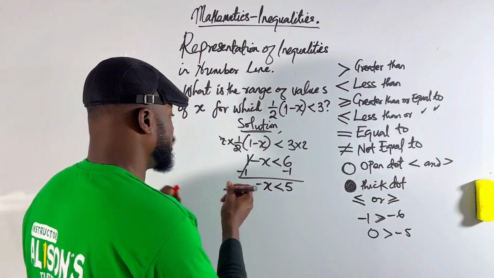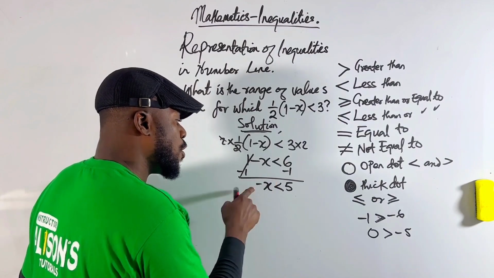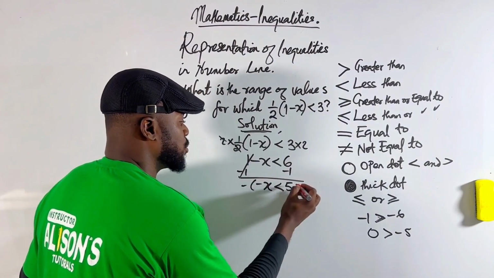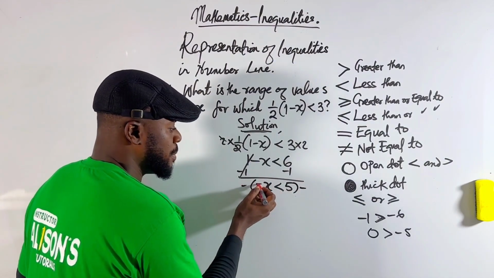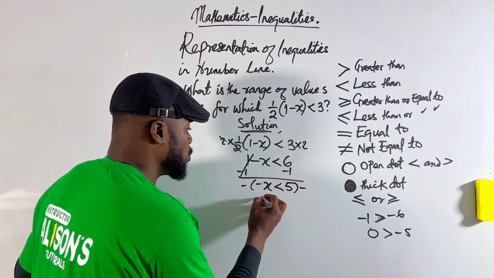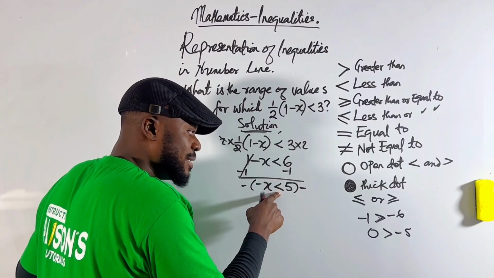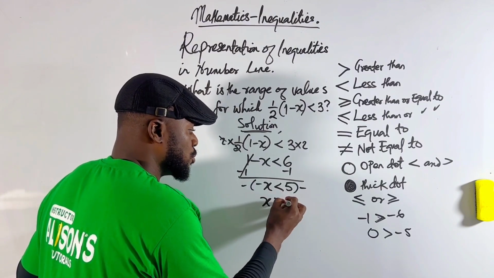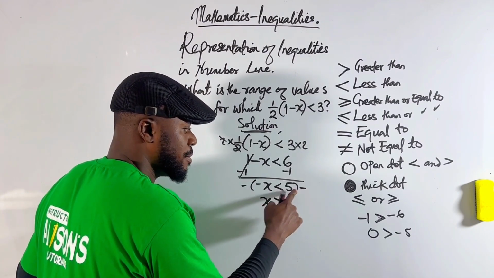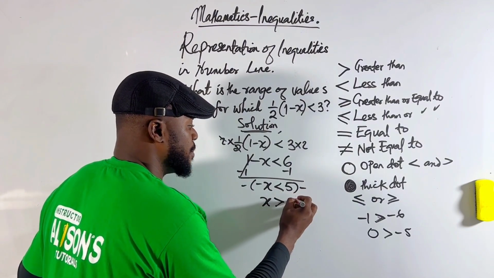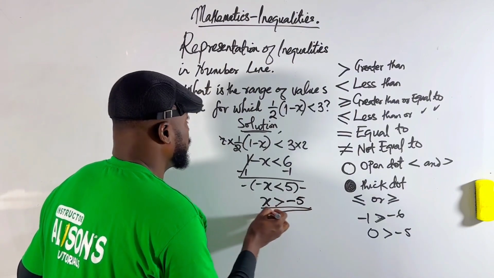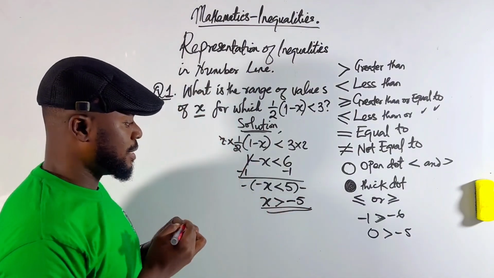So see what I said. If I multiply both sides by -1, minus times minus gives us what? Plus. So x will remain. This particular less than sign will change to greater than. So 1 times minus times 5 will give us -5. Now that is the answer they said we should find for this particular x: x greater than -5.